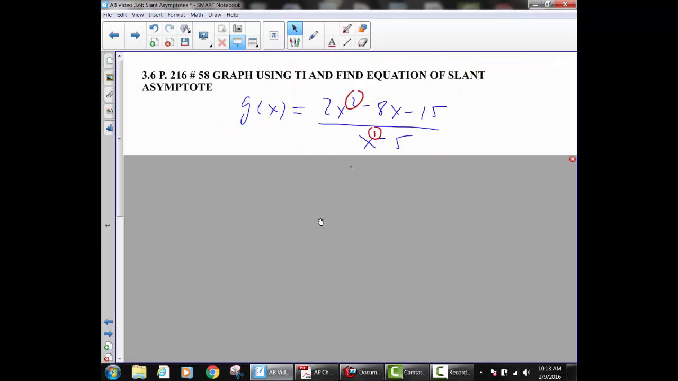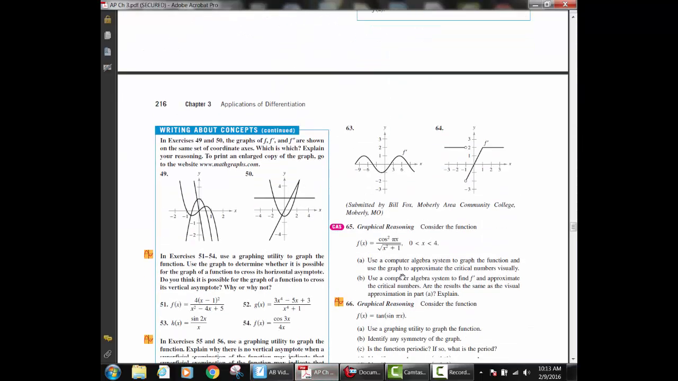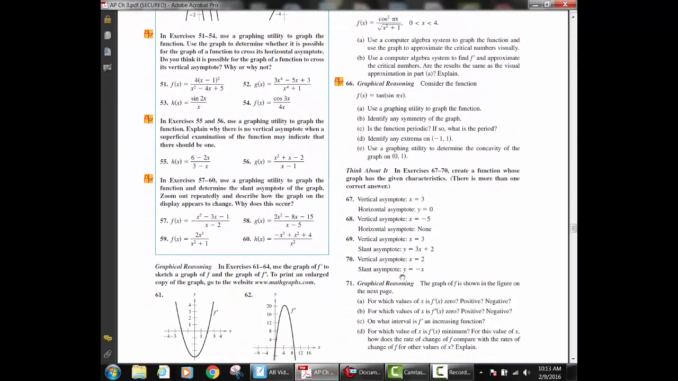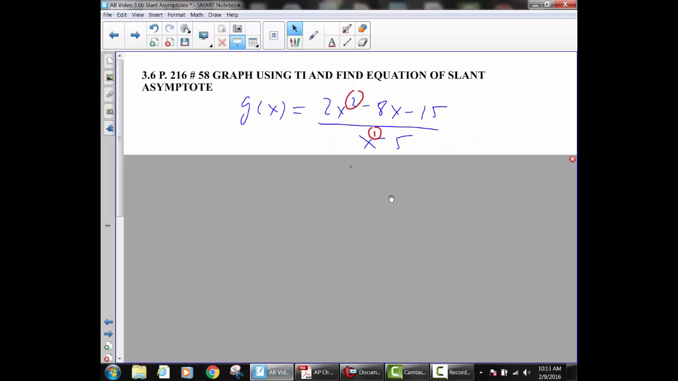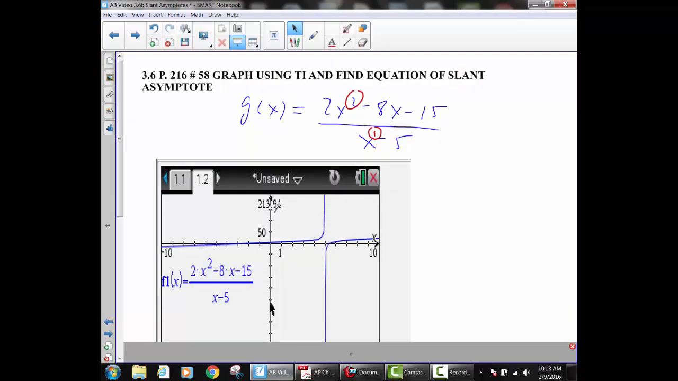Okay? Number 58, now the directions here changed a little bit. 58 says use a graphing utility to graph the function and determine the slant asymptote of the graph. I'm not going to bother with the rest of those directions. So if you graph this on your calculator, you will see the following. It's barely noticeable that there is a slant asymptote right here. Obviously, there's a vertical asymptote at x equals 5.